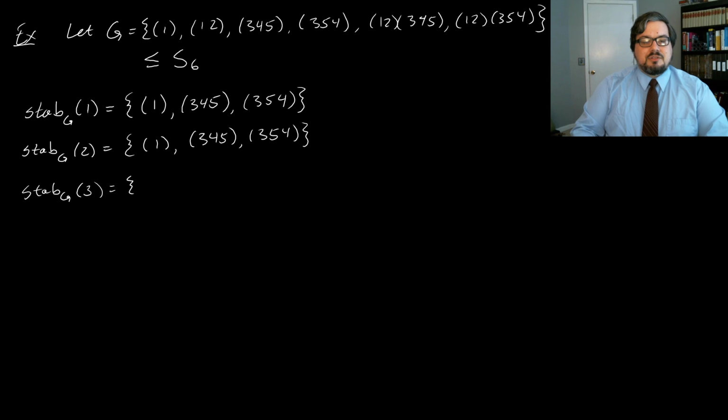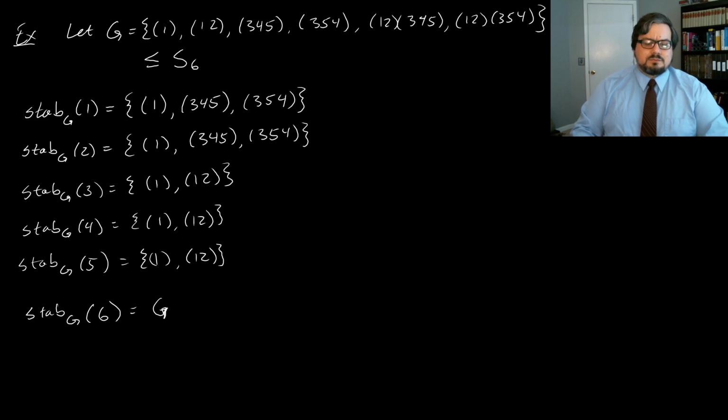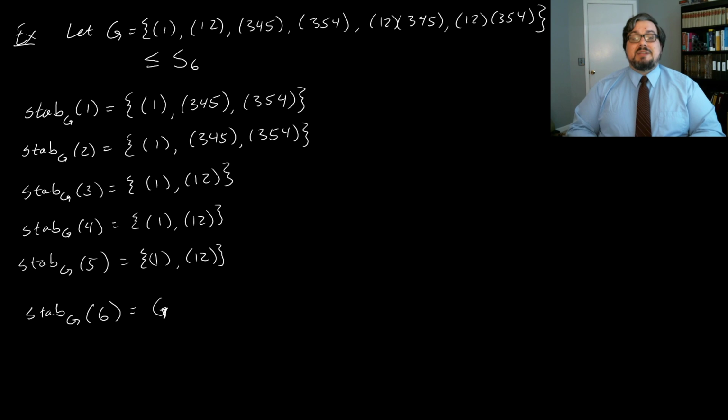The stabilizer of 3 is going to be the identity permutation and the transposition (1 2). The stabilizer of 4 is going to be the same thing. And the stabilizer of 5 is going to be the same thing. And now the stabilizer of 6 is actually going to be all of G. It's going to be the whole set. None of the permutations in G send 6 anywhere. And so every element of G belongs to the stabilizer of 6. All right, so there are the stabilizers.